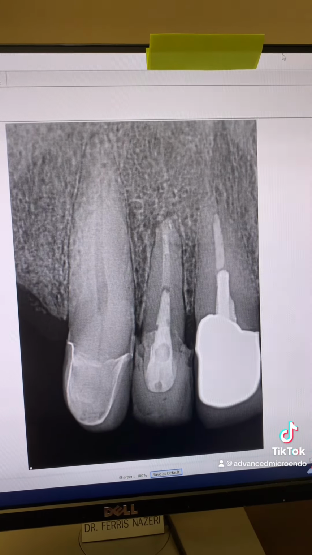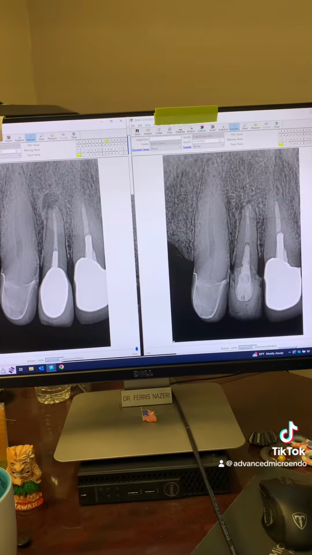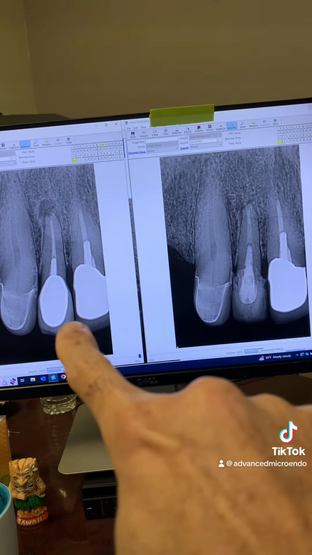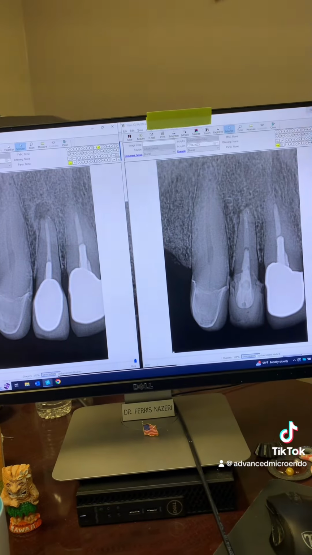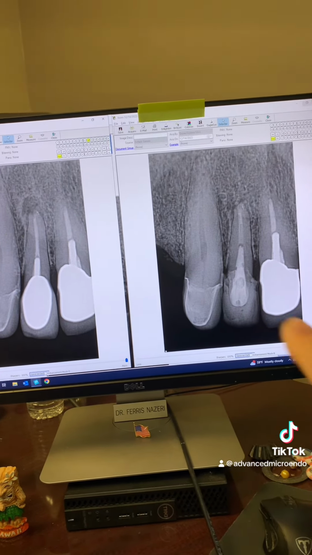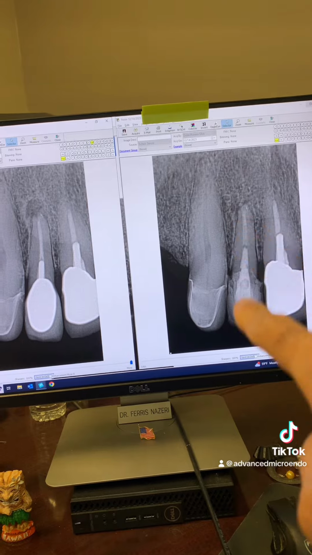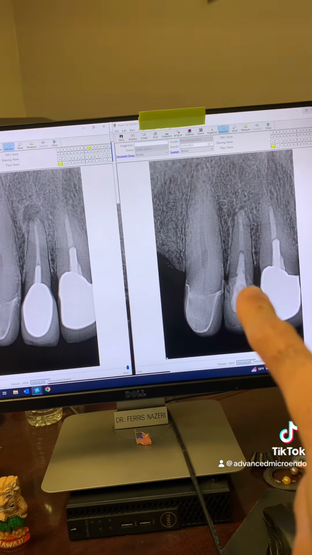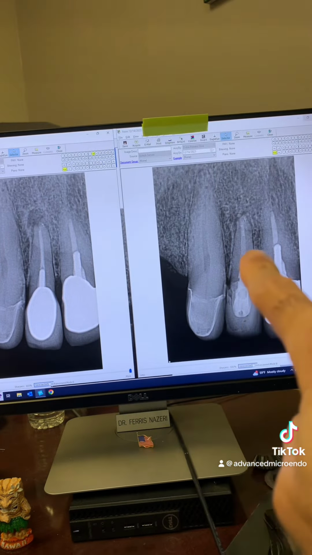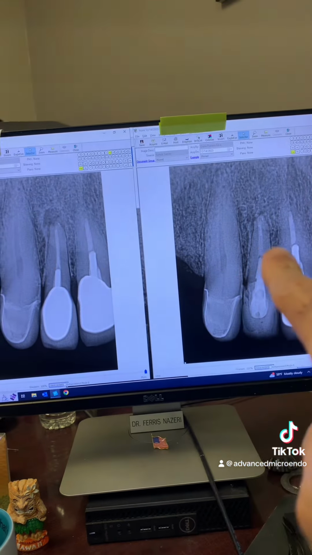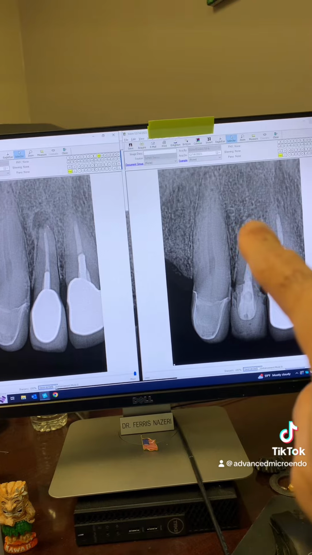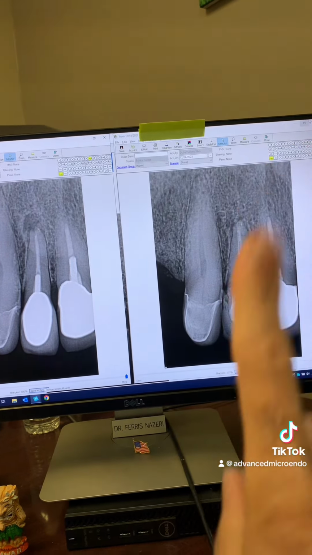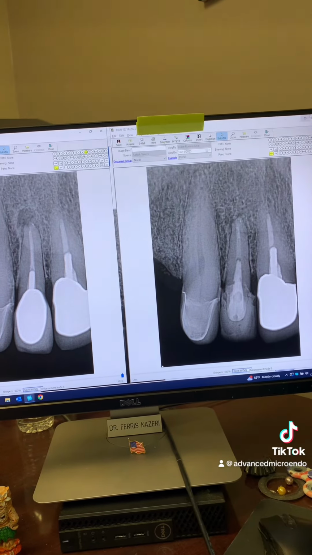Let me put them next to each other so you can see. And take a look. That was 2 months ago before we redid the root canal. That was when I first saw the patient. And this was today, 2 months post-op of tooth number 7. Take a look. That periapical radiolucency healed almost completely. Again, we redid the root canal in one appointment. One appointment.